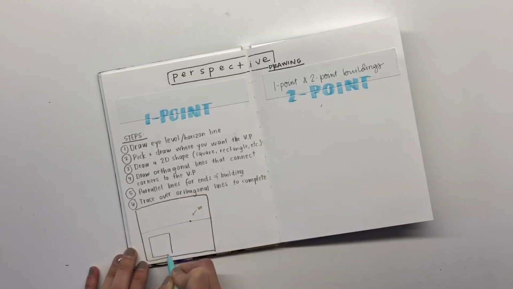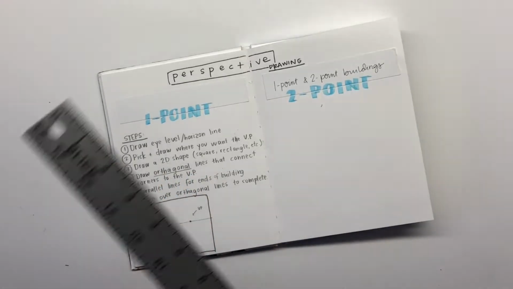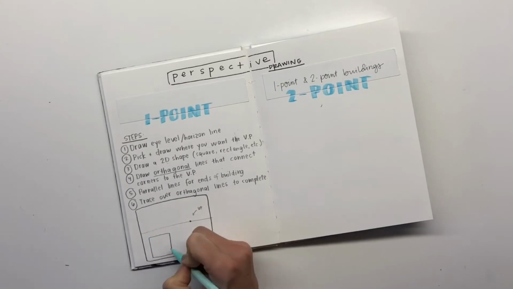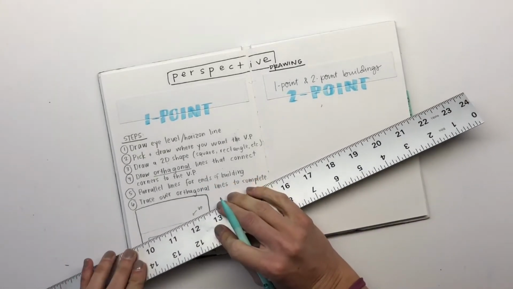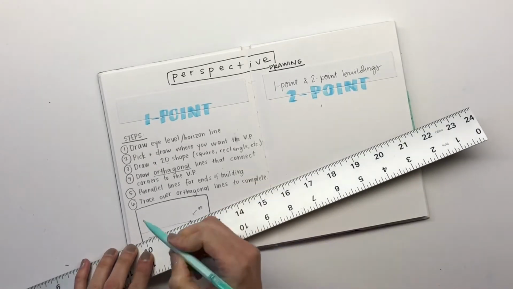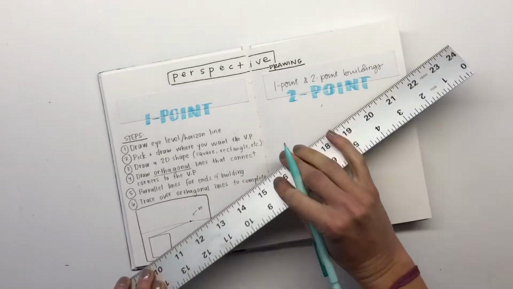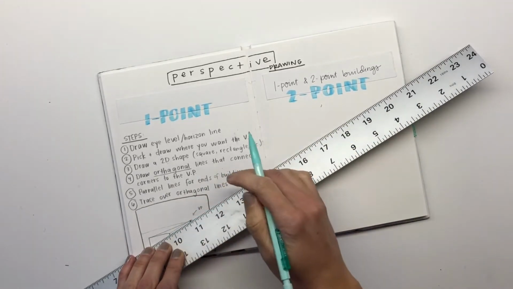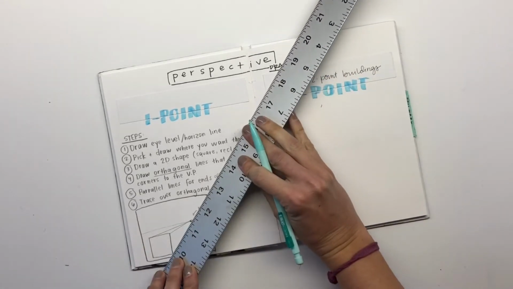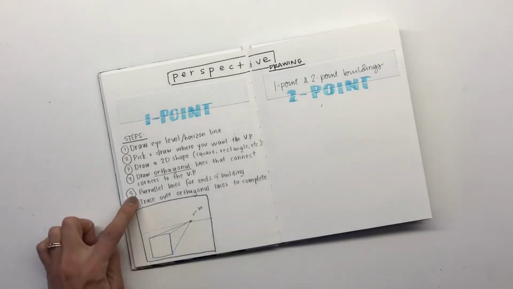Step 3, draw a 2D shape, square, rectangle. Step 4, draw orthogonal lines. Those are diagonal lines that connect corners to the vanishing point. I'm going to connect 3 of the corners. Sometimes I do this using dotted lines. Right now I did it using solid lines. So step 6, we'll talk about that when we get there. But you're going to connect the corners there.